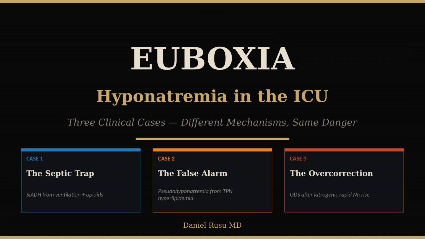Now, we leave the algorithm and go to the bedside. 3 real ICU scenarios, 3 completely different mechanisms, but every one of them ends in the same danger zone. Case 1, the septic trap, SIADH, driven by the ventilator and opioids. Case 2, the false alarm, a sodium that looks terrifying but is a complete illusion. And Case 3, the overcorrection, a textbook rescue that goes catastrophically wrong overnight.